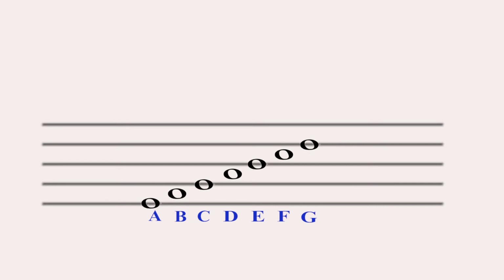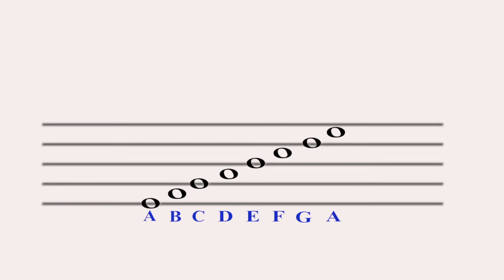After G, the names are repeated from A. That means the next space, which happens to be the 4th space, will become A. And finally, the 5th line will become B. Of course, the first line does not have to be A. It can be D, for instance.